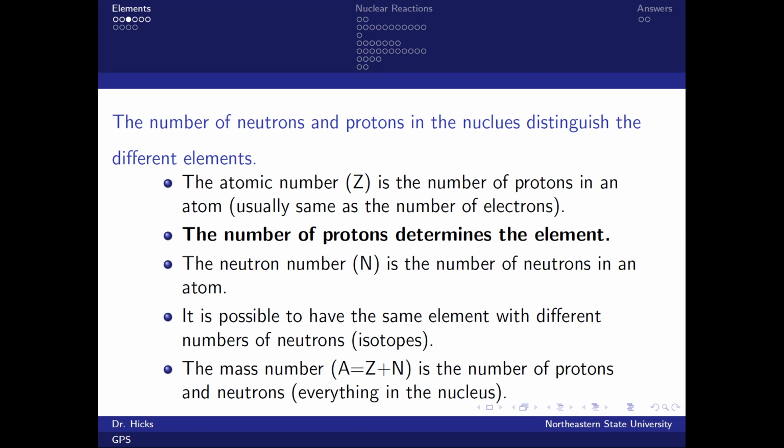If two different nuclei have different atomic numbers, they are different elements. If they have the same atomic number, it's the same element. Right? So that's why this is in bold. Number of protons determines the element. The mass number, A, is everything in the nucleus. So it's the sum of the protons and the neutrons. So mass number and atomic number are used to specify our elements.